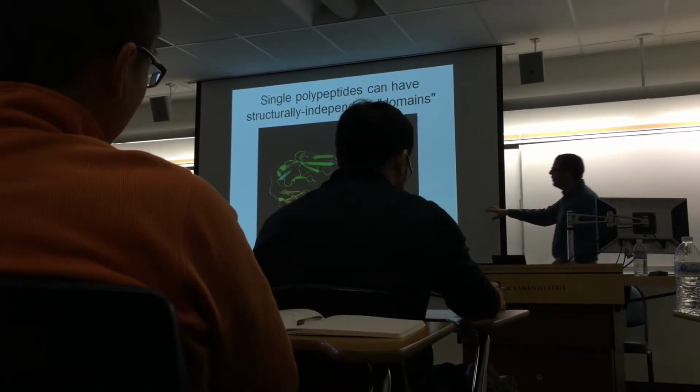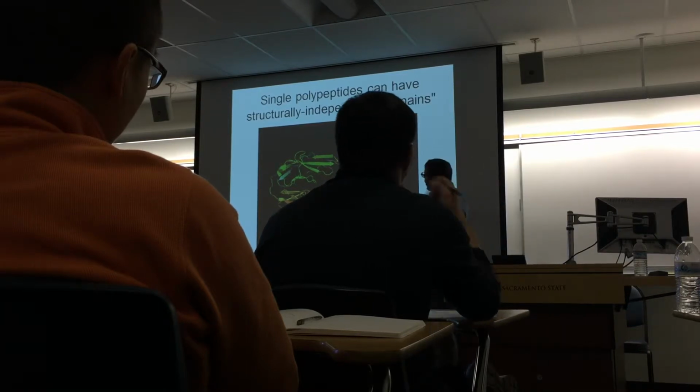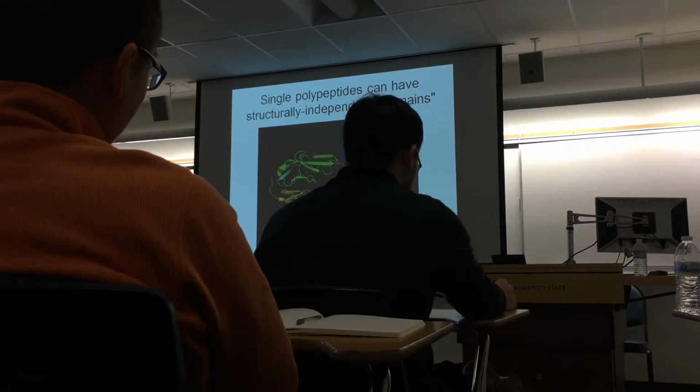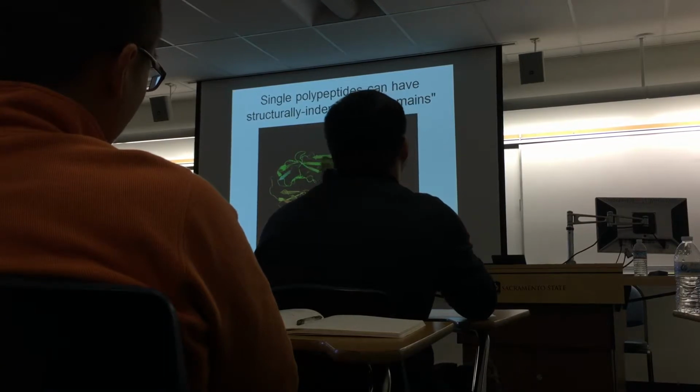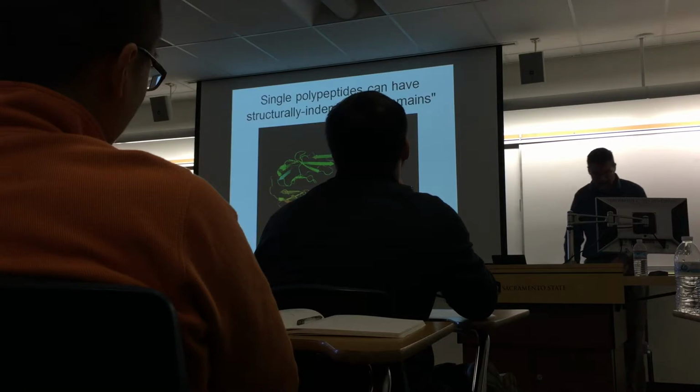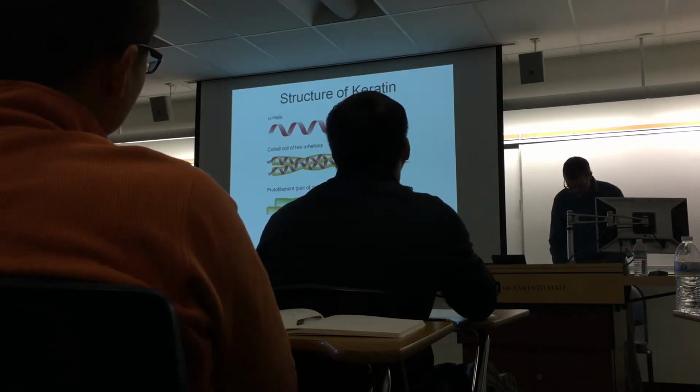Here's an example of why I have this, of the domain. So this protein might be a single polypeptide, but what you really see is that it's kind of four separate, independently folding domains, all within a chain. What else? Okay, we'll hold that for later.